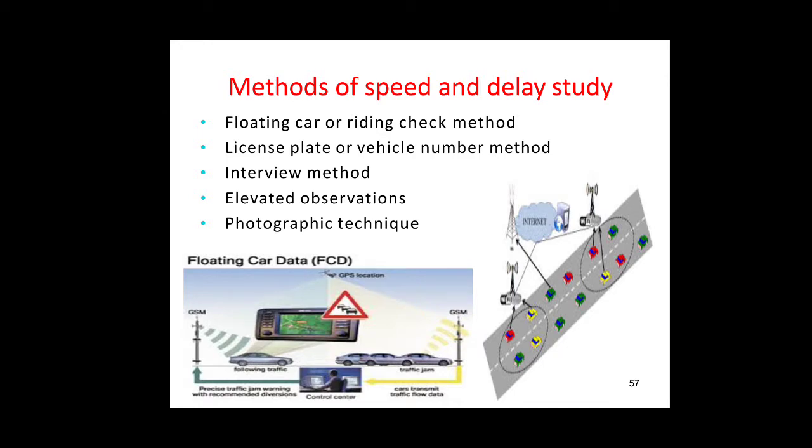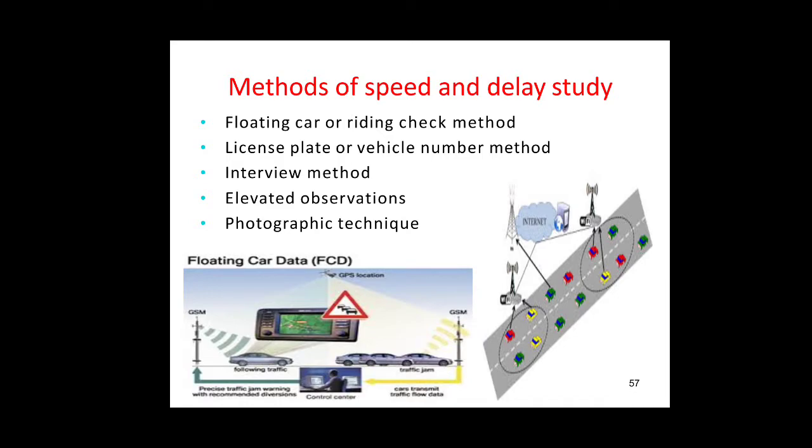Now, the methods of the speed and delay study. There are 5 methods of the speed and delay study. The first is the floating car or the riding check method. Second is the license plate or the vehicle number method. Third is the interview method. Fourth is the elevated observations. And fifth is the photographic technique.